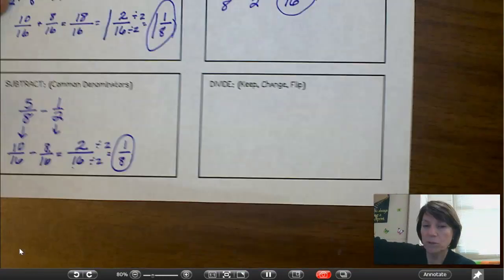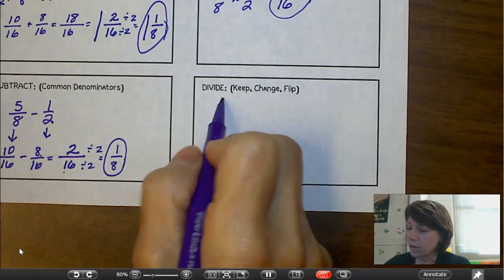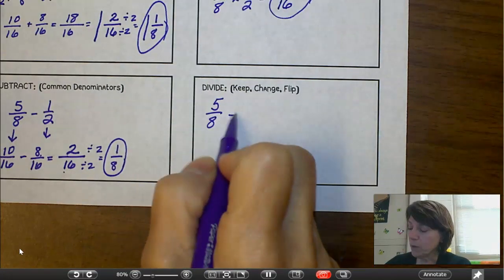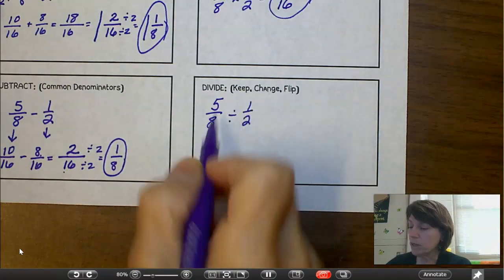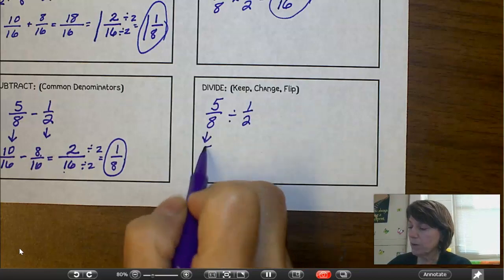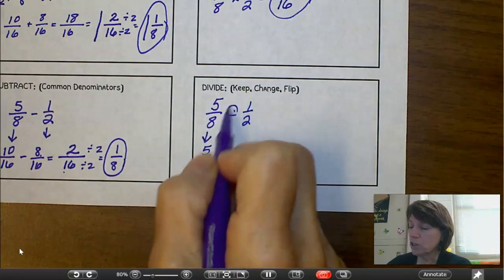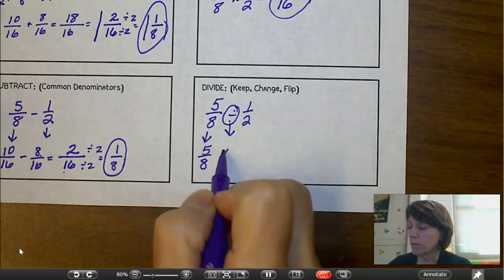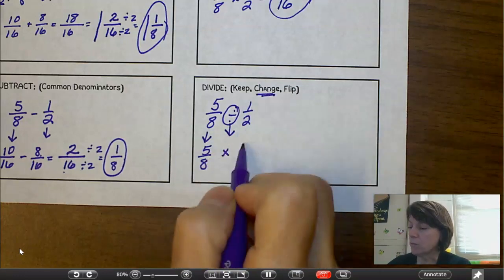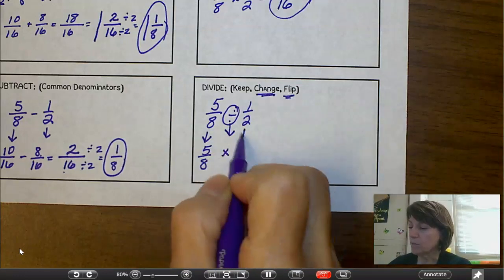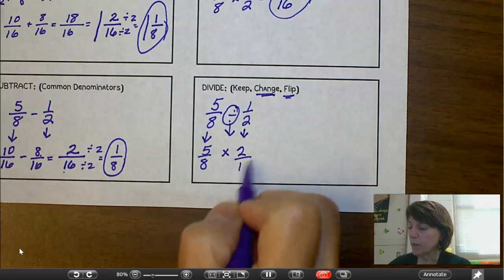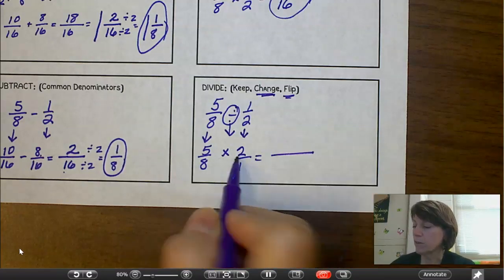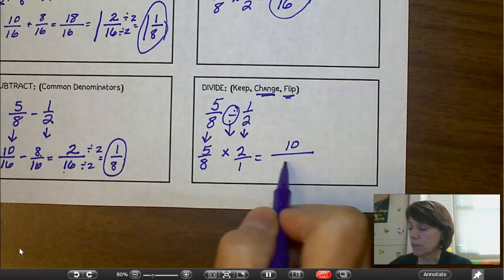And finally, we're going to do our division. So we're going to take our 5/8 and divide it by 1/2. Oops. So we keep the first one, 5/8. We change the operation to multiply, and then we flip the second one. So we're going to flip that to 2/1. Then we multiply straight across. 5 times 2 is 10. 8 times 1 is 8.